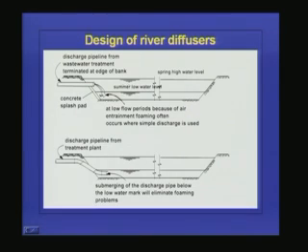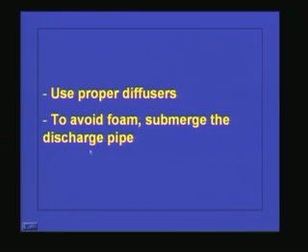So if you want to avoid foaming, it is always advisable to put the pipeline in the bottommost portion of the stream. That is what is shown here: the discharge pipeline from the treatment plant, with the discharge pipe submerged below the low water mark, which will eliminate foaming problems. So according to the requirement, we can put it either this way or this way. Whenever we discharge the treated effluent, we have to use proper diffusers, and to avoid foam, submerge the discharge pipe.